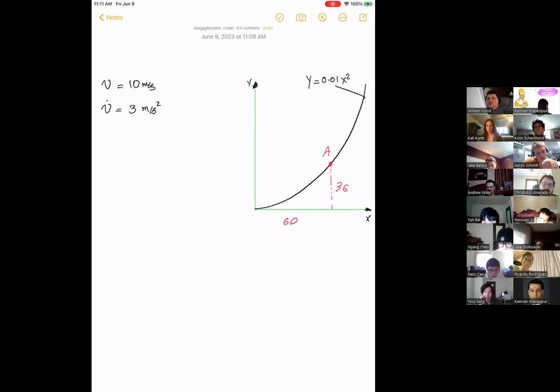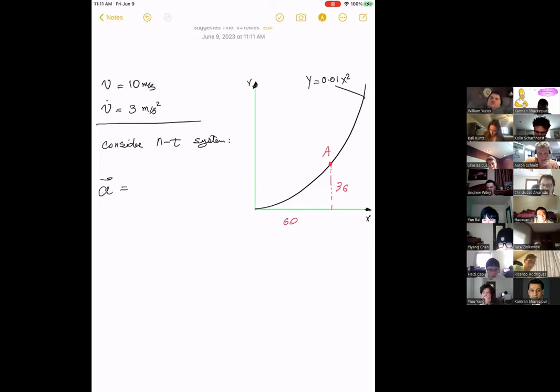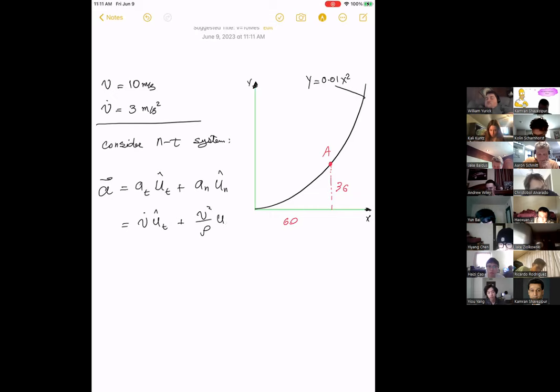But here, if we consider the normal tangential coordinate system, consider the NT system. A as a vector is going to be AT times UT plus AN times UN. Is this correct? As we know, AT is V dot and AN is V square over rho UN. Is this correct? This is just the equation you saw a couple of slides back.